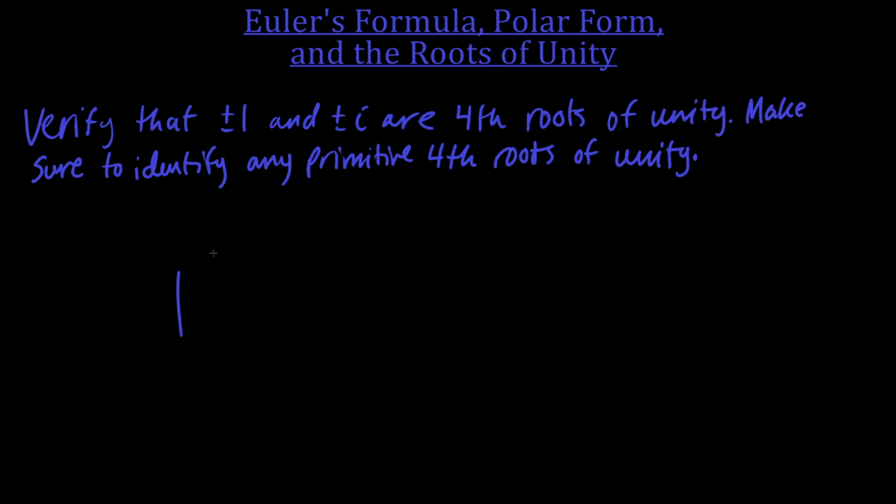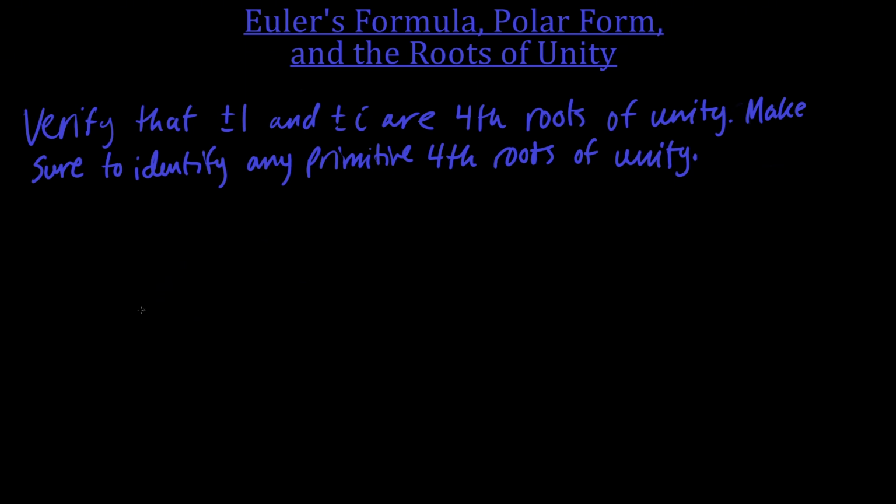So what happens if we raise 1 to the third power? Well, that equals 1, and since 3 is a smaller positive integer value than 4, well, 1 is not a primitive fourth root of unity. All right, what about negative 1? Well, if we raise negative 1 to the third power, we get negative 1, so that's not going to work. But what about negative 1 to the second power? Well, negative 1 to the second power is 1, and since 2 is a smaller positive integer value than 4, negative 1 is not a primitive fourth root of unity.